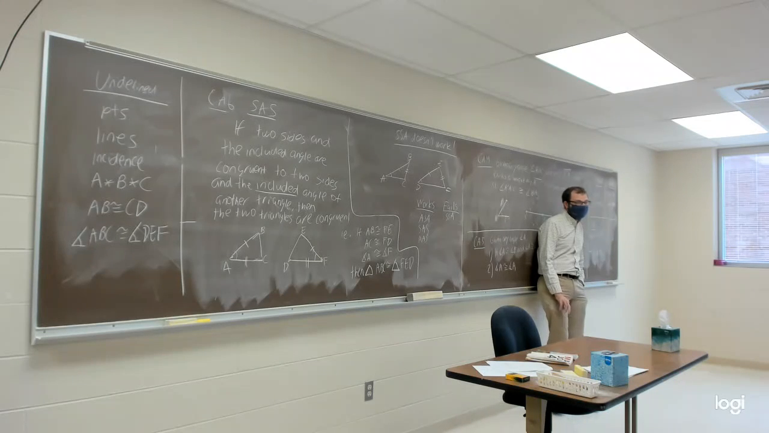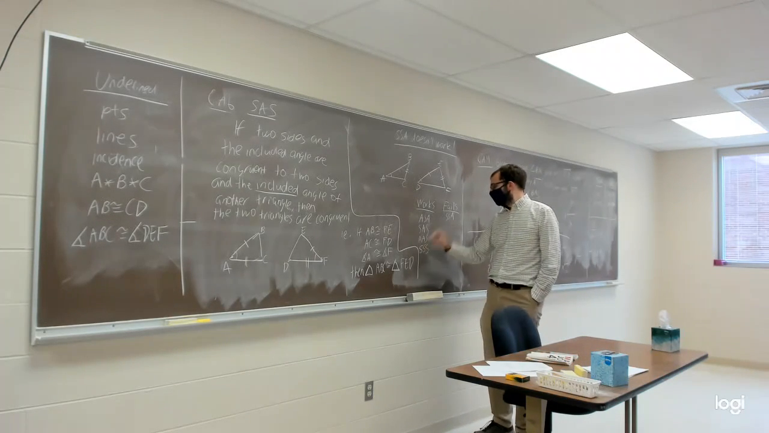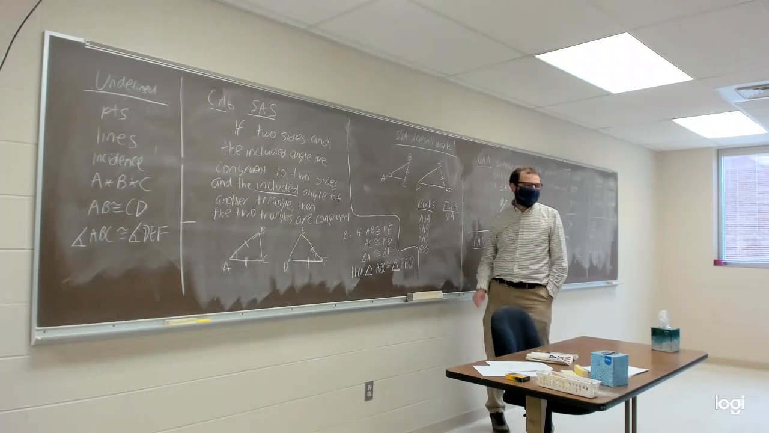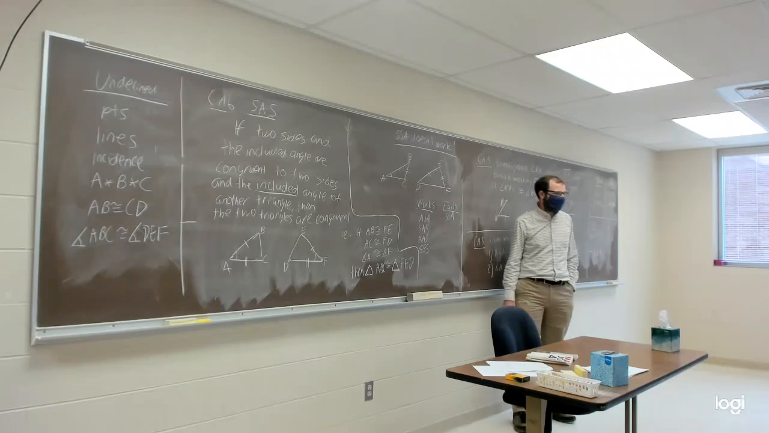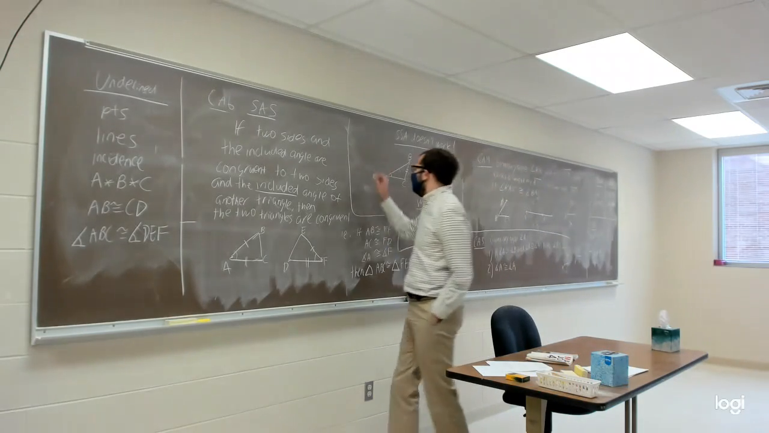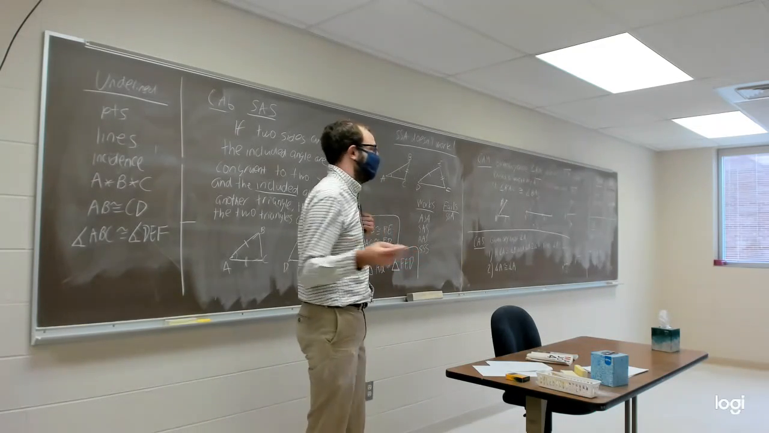What else can we do, right? Side-side-side. Does that one work? And I think we need one more. Angle-angle-angle. Does angle-angle-angle work? I don't think so. Angle-angle-angle does not work because I can have two triangles whose angles are all congruent, yet the triangles are not congruent.